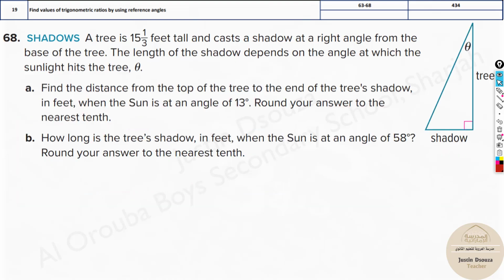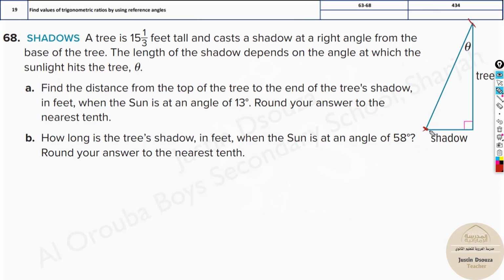And now we have a real world problem. A tree is 15 and 1/3 feet tall and casts a shadow at right angle from the base of the tree. The length of the shadow depends on the angle at which the sunlight hits the tree. Depending on the sunlight, the shadow will be either more or less. So the same thing is happening here. Find the distance from the top of the tree to the end of the tree shadow.